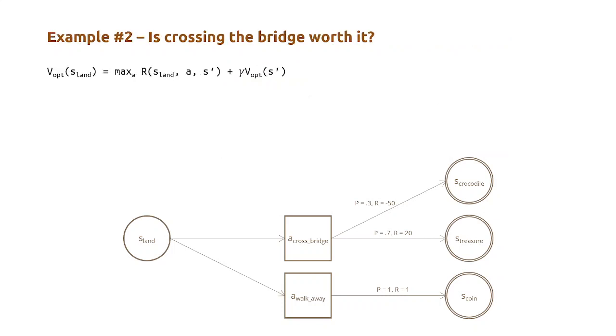So next slide. Of course, our equation, the optimal value of S land, is equal to the maximum over A of the summation over S prime of P(S prime | S, A) times the expression in brackets. Sorry, I missed things.